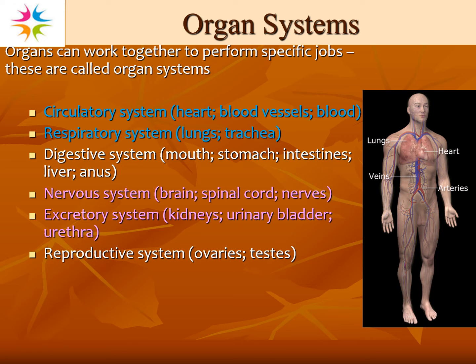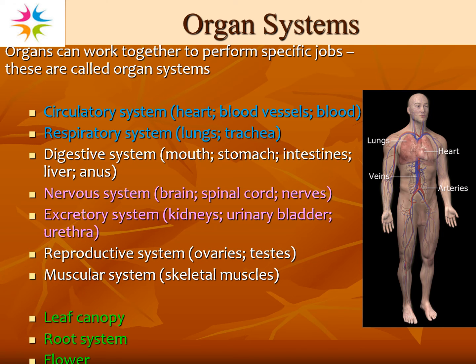The reproductive system, the ovaries or the testes, depending on whether you are male or female. The muscular system is made up of skeletal muscles. And then in plants, you have the leaf canopy, the root system, and the flowers.